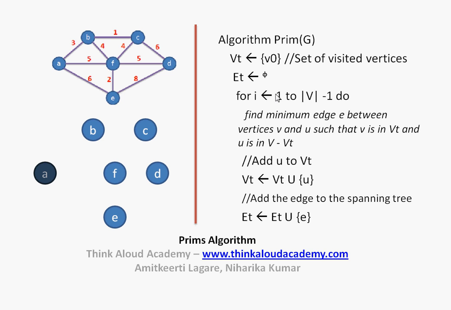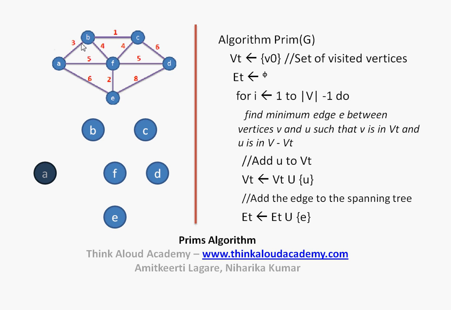Then for i equal to 1 to the leftover vertices, I will try to find the minimum edge E between vertices V and U such that V belongs to the set of visited vertices and U belongs to the set of unvisited vertices. Now, since we have started with A, the only vertex that has been visited is A. So V belongs to VT means A is the vertex which belongs to VT. So from A, try to find the minimum edge to all the leftover vertices, that is V minus VT.